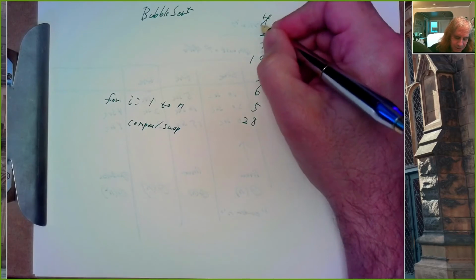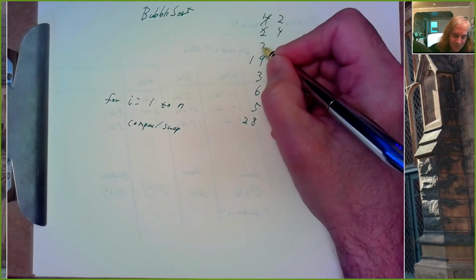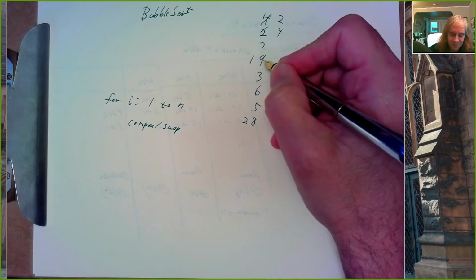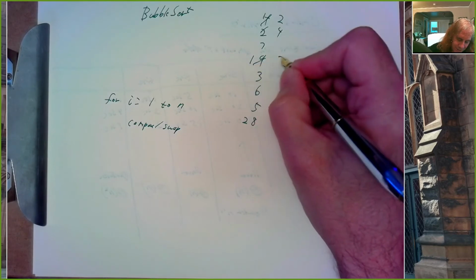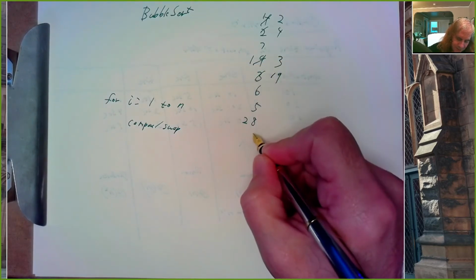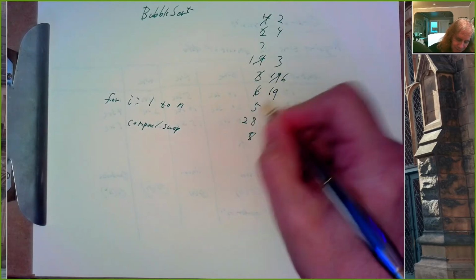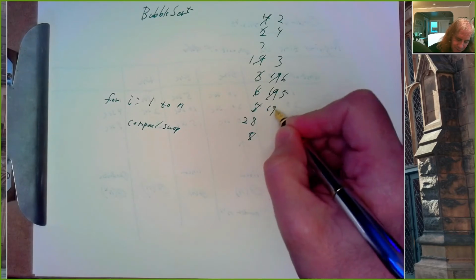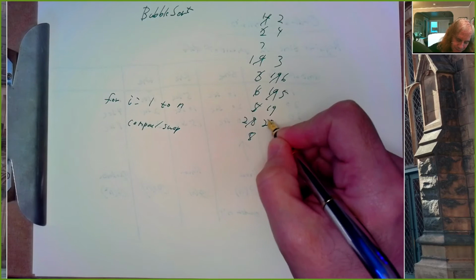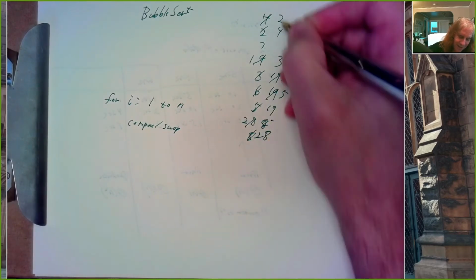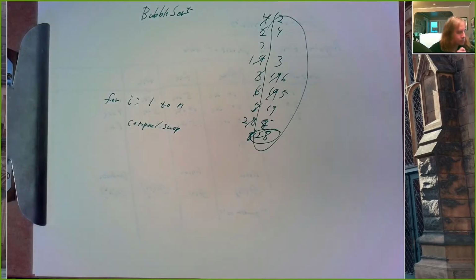So 4 is bigger than 2, so we swap. 4 is smaller than 7, so we leave it. 7 is smaller than 19, so we leave that. 19 is bigger than 3, so we swap that. 19 is bigger than 6, so we swap those. 19 is bigger than 5, so we swap. 19 is smaller than 28. 28 is bigger than 8, so we swap those. And after this first pass through our data, our largest number is at the bottom of our array.